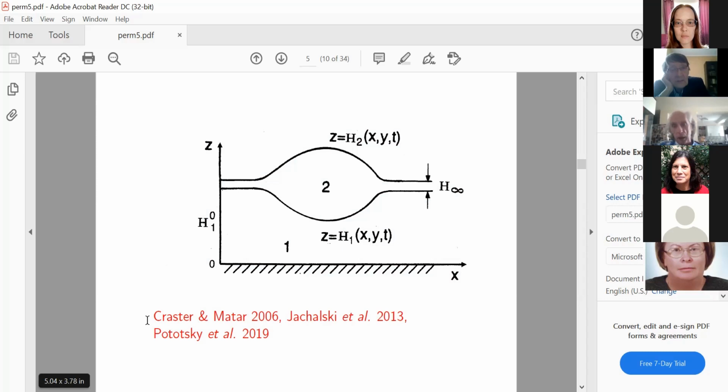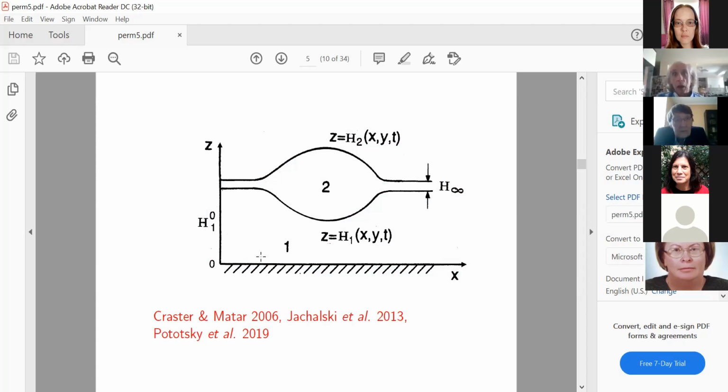And this idea was first applied, I guess, by Craster and Matar. It was applied in a number of works, like Halsky, Pototsky, and others. That's what we are going to do. So we will consider a droplet as a two-layer system, a droplet and a thin precursor, and that allows us to use the same equations everywhere.